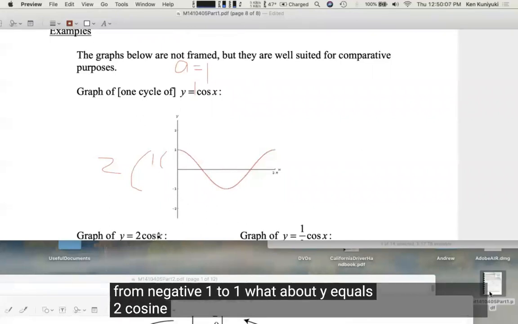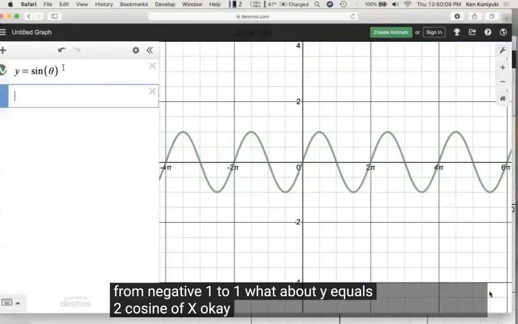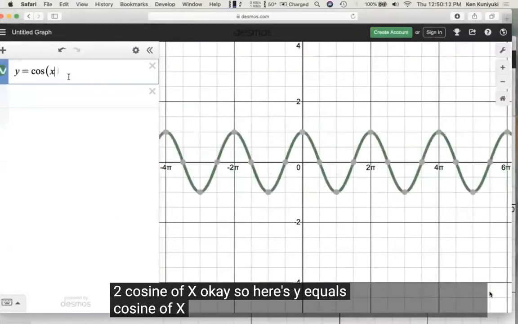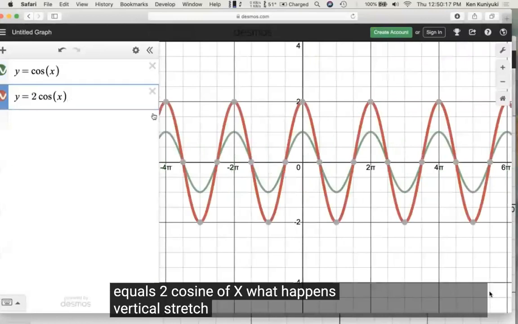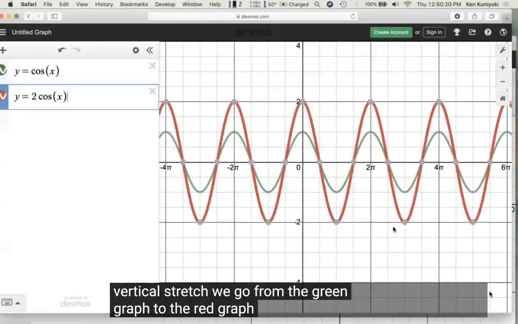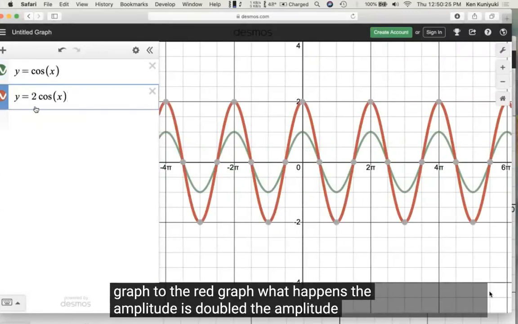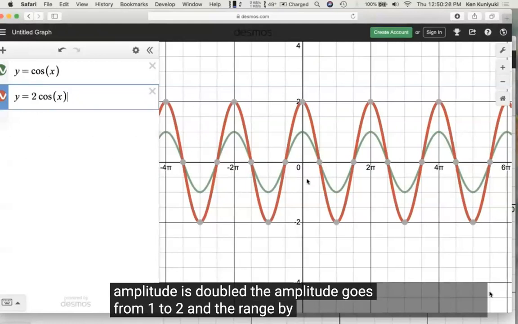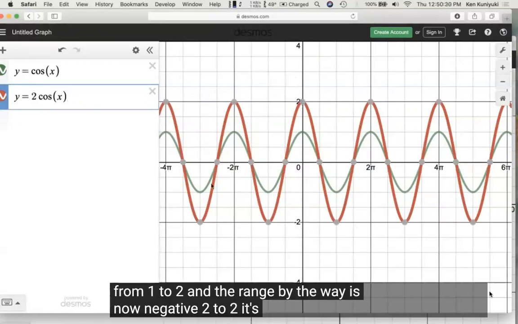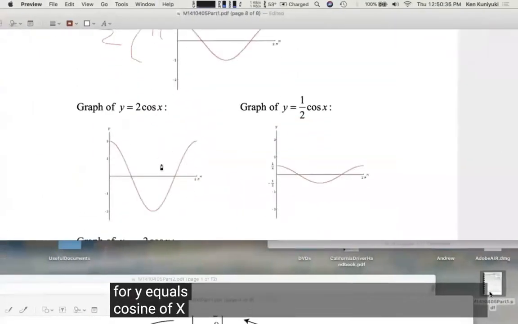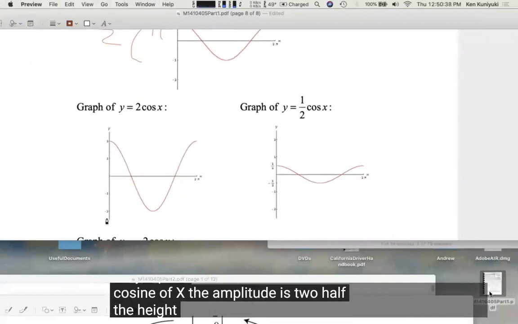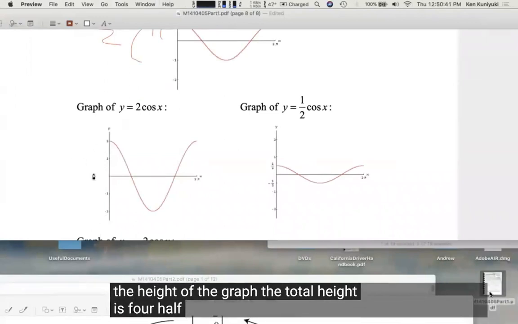What about y equals 2 cosine of x? Okay, so here's y equals cosine of x first in green. Here's y equals 2 cosine of x. What happens? Vertical stretch. We go from the green graph to the red graph. The amplitude is doubled. The amplitude goes from 1 to 2, and the range, by the way, is now -2 to 2. It's also stretched by a factor of 2. So for y equals 2 cosine of x, the amplitude is 2, half the height of the graph. The total height is 4, half the height, the amplitude, is 2.